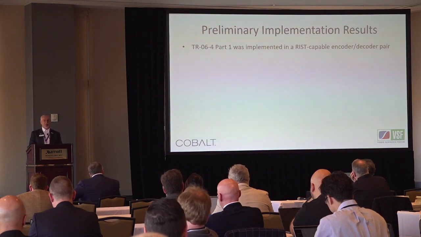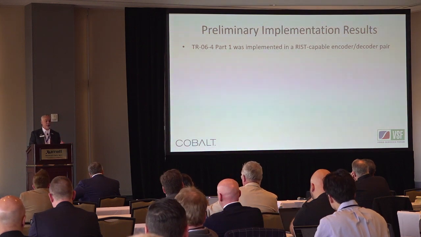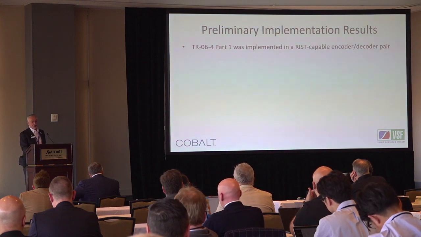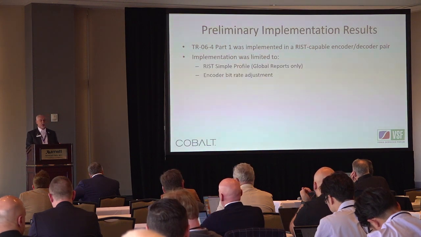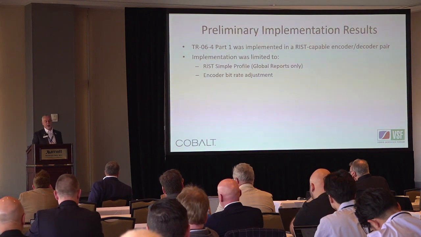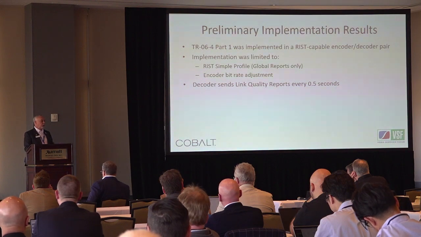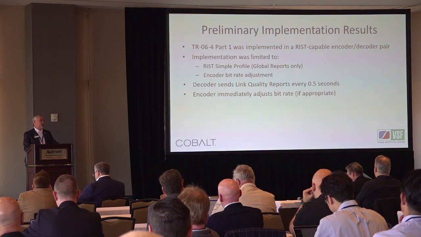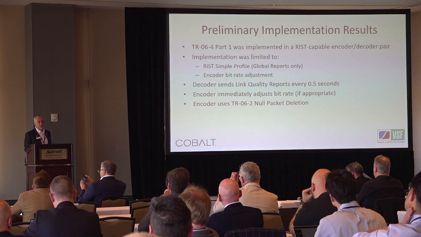All right. So Cobalt has an implementation of TR-06 for part 1 in our RIST-capable encoder-decoder pair. It's on demo downstairs. So here's what we did. We did a simple profile with global reports only, and we did encoder bitrate adjustment. We have a fixed half-a-second link quality report, and the encoder will immediately adjust the bitrate. It's the ASIC we use.